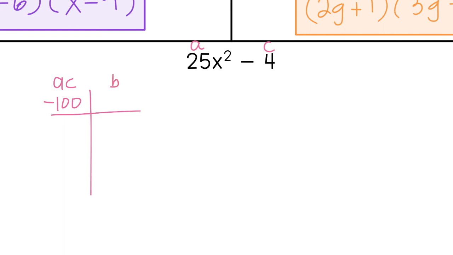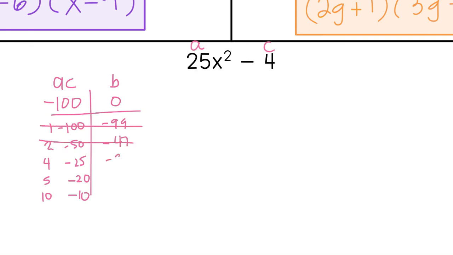But since there is no b, it needs to add up to 0. So factors of 100: 1 times 100, and this is negative, so I'm going to do negative here. 2 times negative 50. 3 doesn't work. 4 times negative 25. 5 times negative 20. 10 times negative 10. So when you add them up, this is negative 99, way off. Negative 47, nope. Negative 21, nope. Negative 15, nope. 10 minus 10, there's your 0.